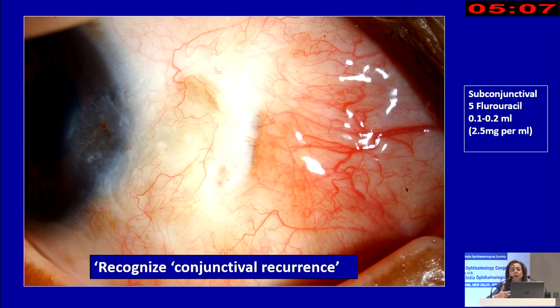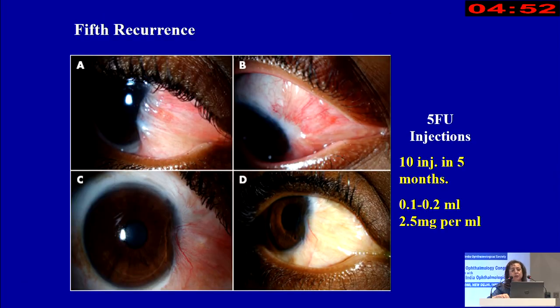So what we do, and it has given us very good results, is inject subconjunctival 5-fluorouracil 0.1 to 0.2 mL, 2.5 milligrams per mL, and repeat this weekly until you abort the recurrence. This is a patient who had 5 recurrences, and then he had 10 injections over 5 months and completely settled, as you can see here in the last picture.